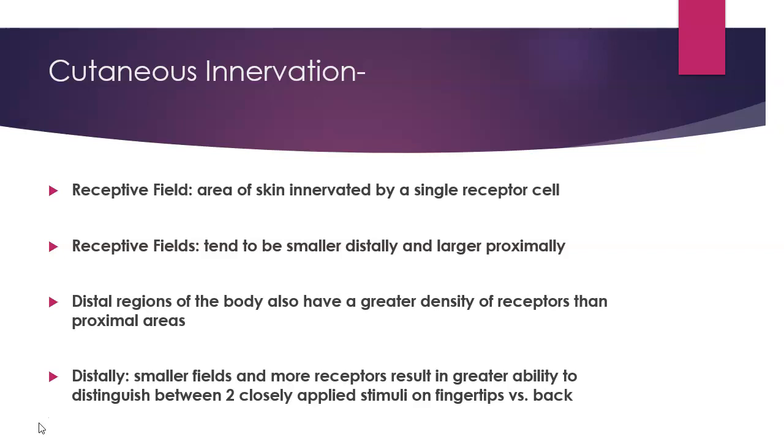And the distal regions of the body also have greater density. So they have more receptors in the distal areas than in the proximal areas. Distally, the smaller fields and the fact that there are more receptors there result in a greater ability to distinguish between two closely applied stimuli, like on the fingertips versus the back.